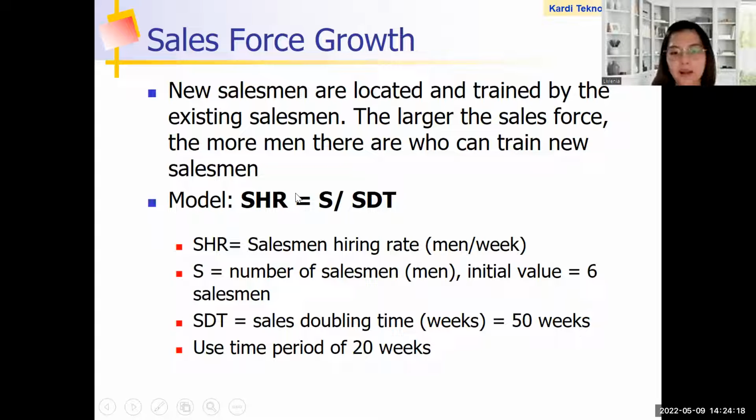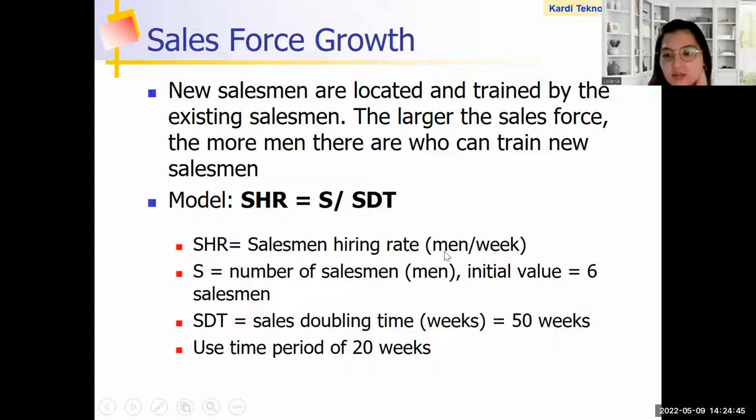So what is this S? S is the number of salesmen. Is it a rate or a level? It's the salesman level. Yes, salesman is a level. How do you know? Easy.